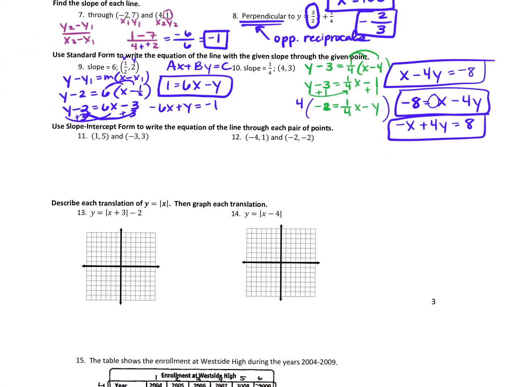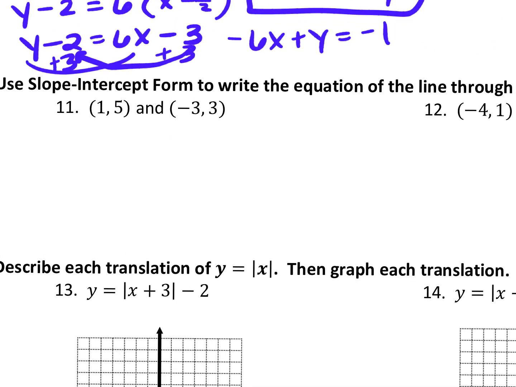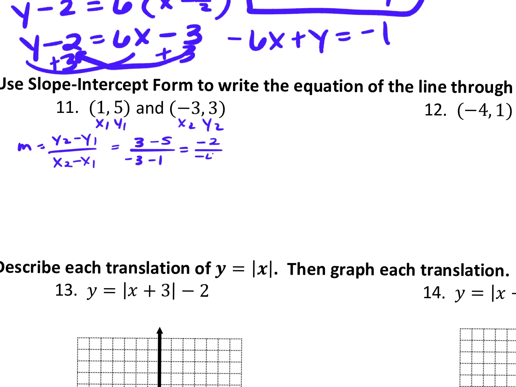All right, 11 and 12, they ask for slope-intercept form to write the equation of the line through each pair of points. So we're going to start by finding the slope. Remember, x1, y1, and x2, y2. Slope formula is y2 minus y1 over x2 minus x1. So it's going to be 3 minus 5 over negative 3 minus 1. So that's a negative 2 over a negative 4. And negative 2 over negative 4 is a positive, and reduce it. So 1/2 is going to be your slope.